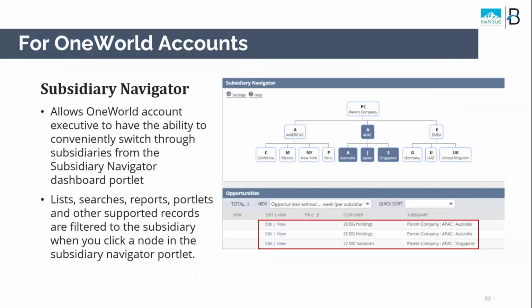For those of you with OneWorld accounts, so if you have an environment with multiple subsidiaries, Subsidiary Navigator is a great bundle that allows the account exec to conveniently switch through subsidiaries from the portlet. Lists, searches, reports, all those portlets and other records can just be filtered to the subsidiary when you click on the node. So definitely an easy way to shift between subsidiaries.